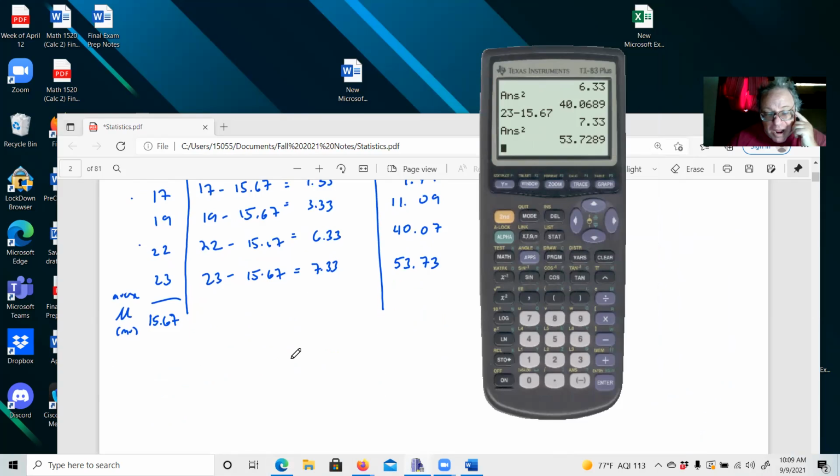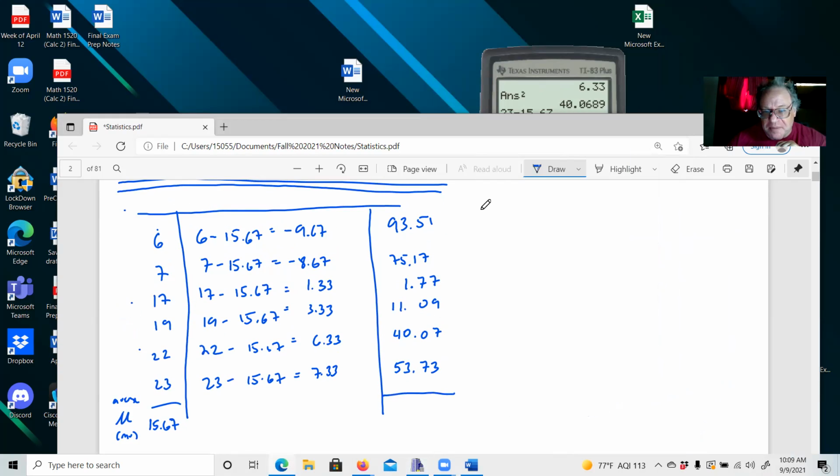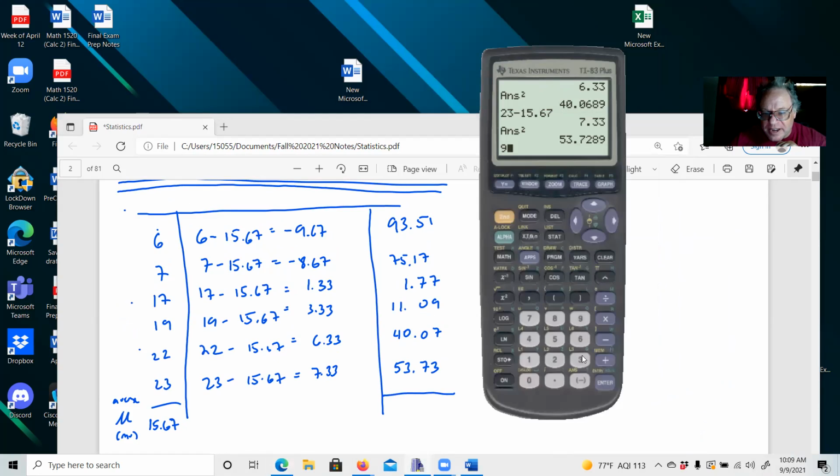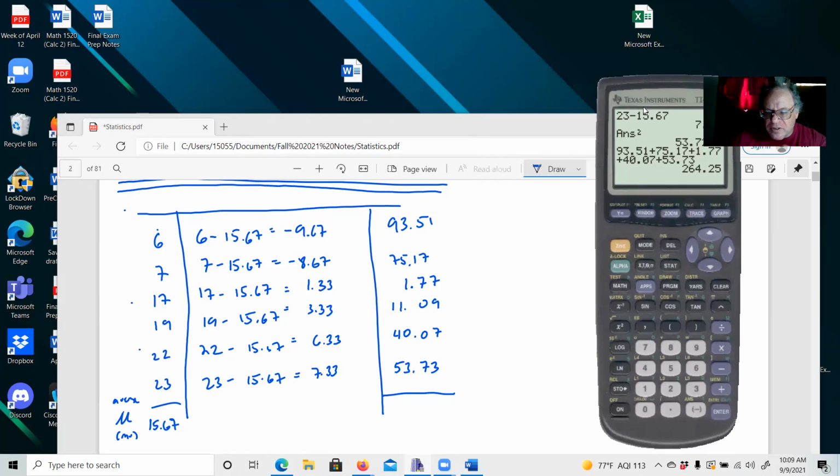So here we are, right? We added up all these things. Story time is over, we're going to add these guys up. 93.75 plus 1.77 plus 3.7 plus 53.7 equals 264.25.